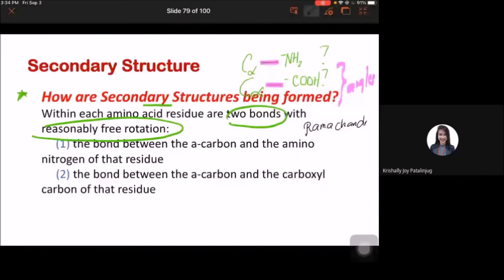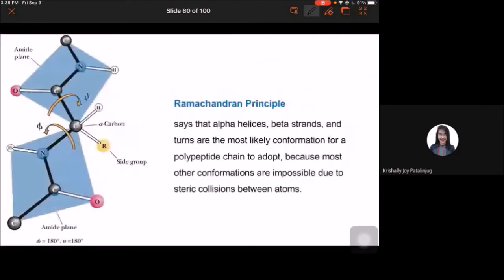Ramachandran angles. Because of the rotation of the bonds, angles are formed. The angles that are formed are called Ramachandran angles. Now, we have two types of Ramachandran angles, depending on what is linked to the alpha carbon. So with that being said, let's refer to the next slide.